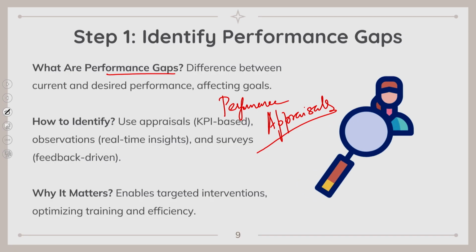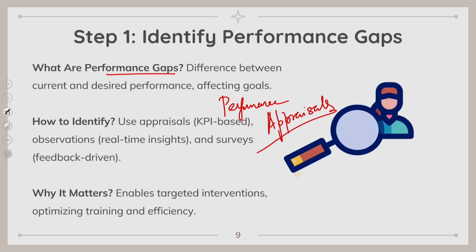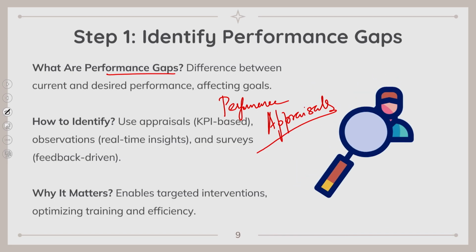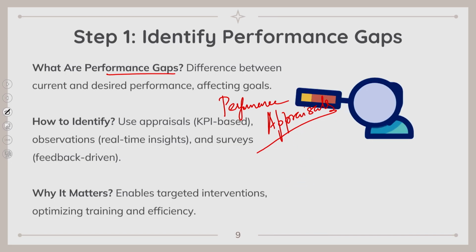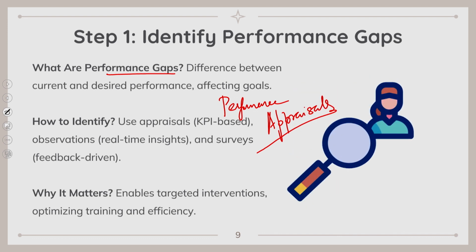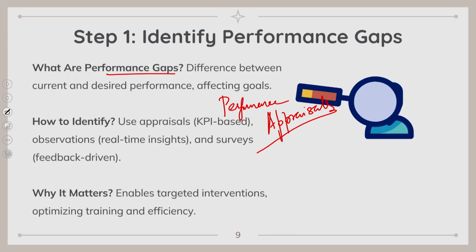Performance appraisals involve evaluating employees against predefined standards or key performance indicators. So, this method provides structured feedback on, let us say, employee strengths and weaknesses. Let us take an example. A software development company might evaluate developers based on metrics such as code quality, adherence to deadlines, or even collaboration skills for that matter. So, if developers consistently miss deadlines, it indicates a potential gap in time management or maybe technical expertise.